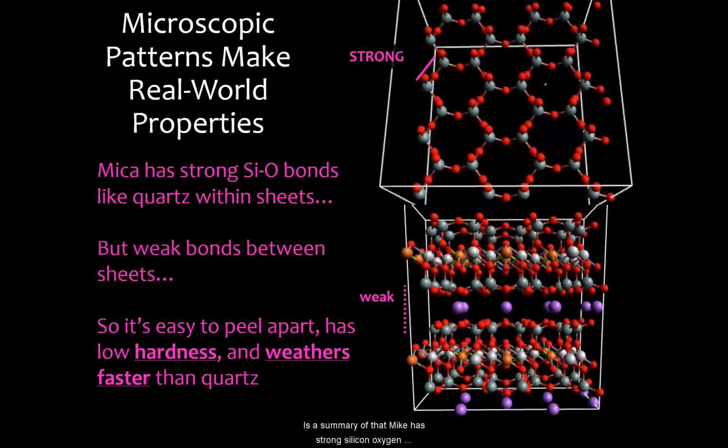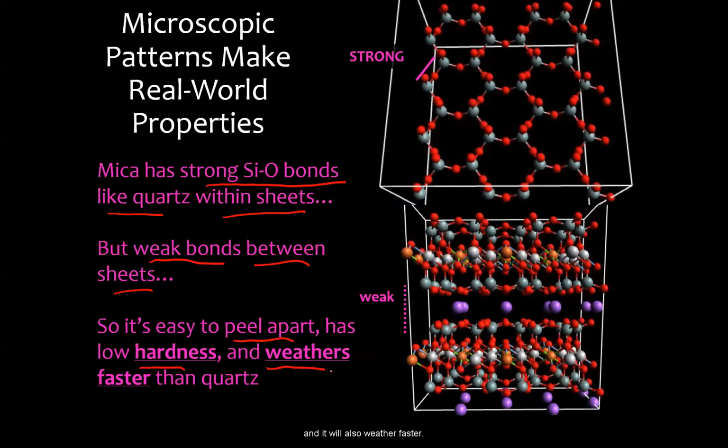So here's a summary of that. Mica has strong silicon-oxygen bonds, much like quartz, within the sheets. Other covalent bonds as well are strong, but it has those weak ionic bonds between sheets. And much like a chain is only as strong as its weakest link, a mineral is going to be only as hard as its weakest bonds allow it to be. So biotite mica, easy to peel apart, has low hardness, and it will also weather faster than quartz.